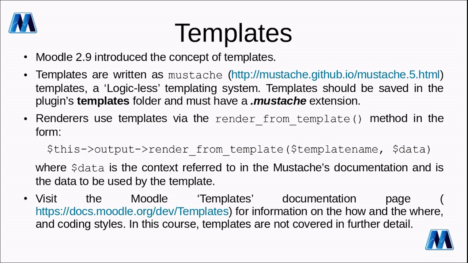Now this data is not your form data, as we always tend to call data that's submitted. This is the data in reference to Mustache's documentation, the data to be used by the template. So a holder of all the data that the template will need to actually render itself. Okay, and you can look at the Moodle documentation at the link there to see how, where, and coding styles to be used, etc. We're not going to be covering templates in this course in much further detail, but it's worth having a look at that, especially if we are creating a plugin that does a lot of output.